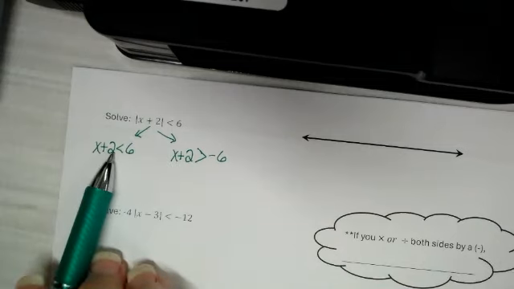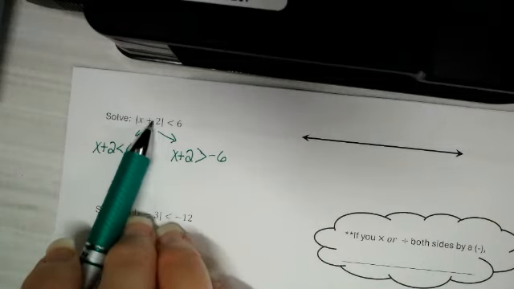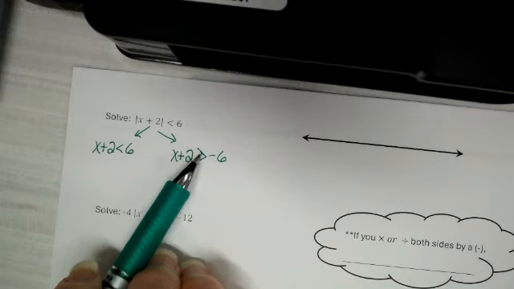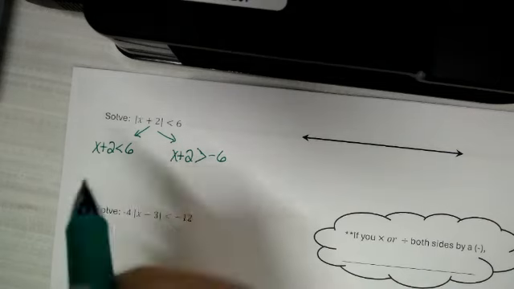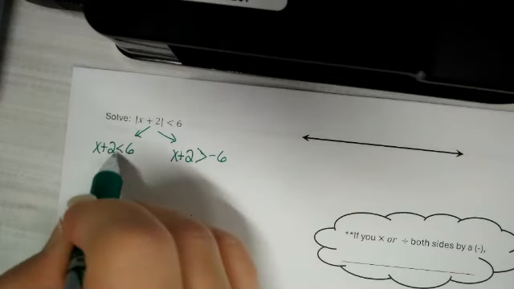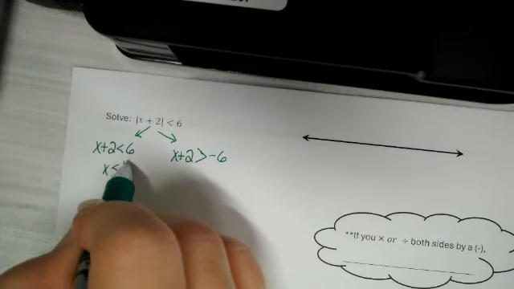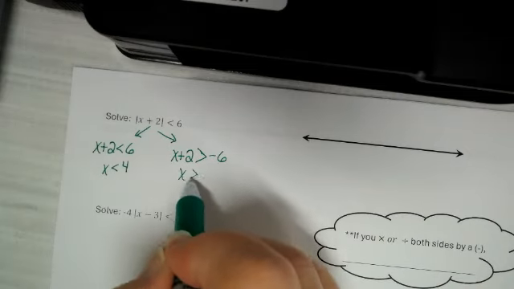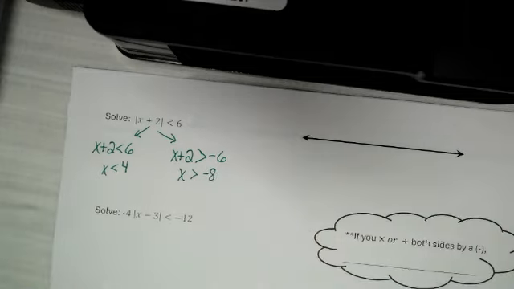Okay, so the first one stayed the same. Remember, in equations, we just said x plus 2 equals -6. Well, we still do that, but we also flip the sign, so be careful. So when I subtract 2, I get x is less than 4. And when I subtract 2, I get x is greater than -8.